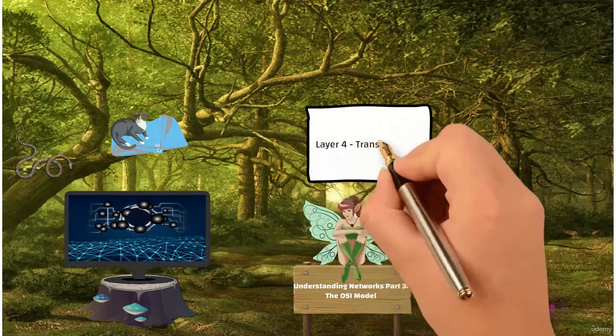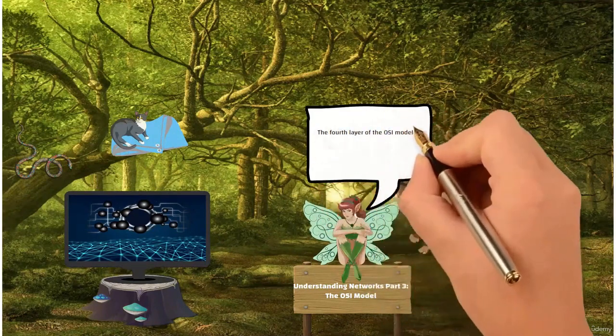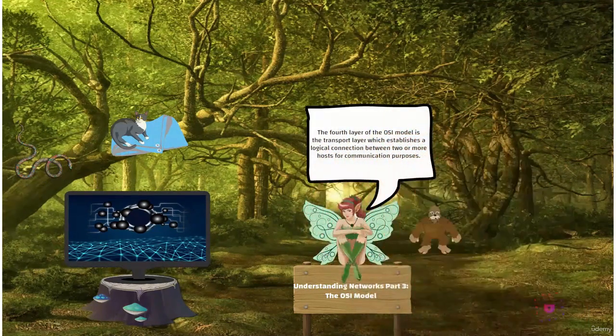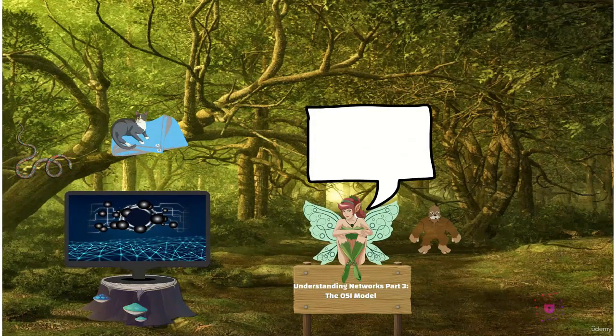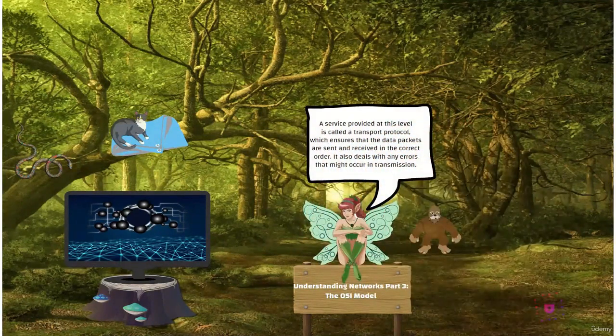Layer 4, Transport Layer. The fourth layer of the OSI model is the transport layer, which establishes a logical connection between two or more hosts for communication purposes. A service provided at this level is called a transport protocol, which ensures that the data packets are sent and received in the correct order. It also deals with any errors that might occur in transmission.